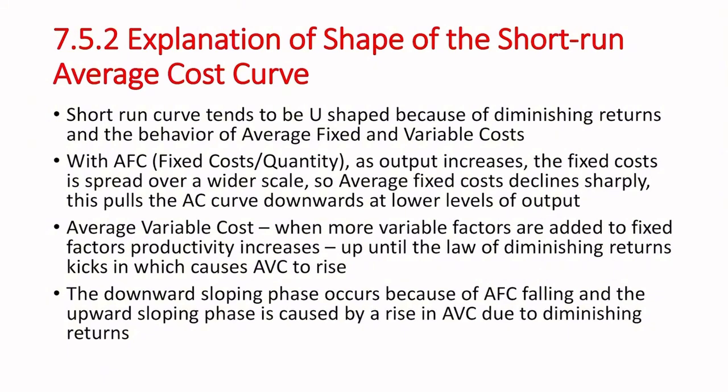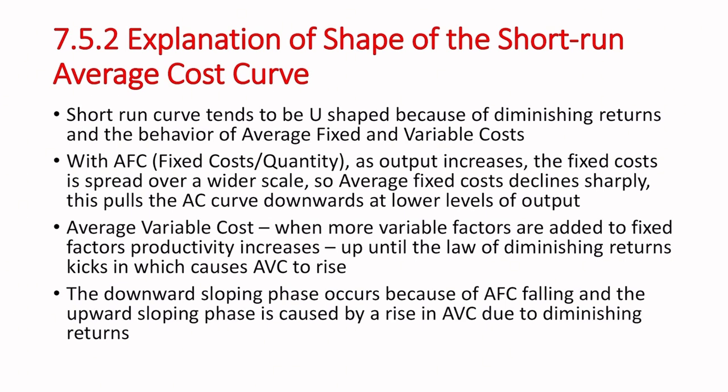Now let's take a look at 7.5.2, the explanation of the shape of the short-run average cost curve. The short-run curve tends to be U-shaped because of diminishing returns and the behavior of average fixed and variable costs. With average fixed cost, which is fixed cost divided by quantity, as output increases, the fixed cost is spread over a wider scale. So average fixed cost declines sharply. This pulls the average cost curve downwards at lower levels of output. Whereas for average variable cost, when more variable factors are added to fixed factors, productivity increases, up until the law of diminishing returns kicks in, which causes average variable cost to rise.